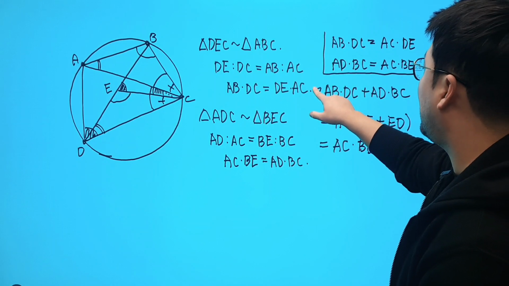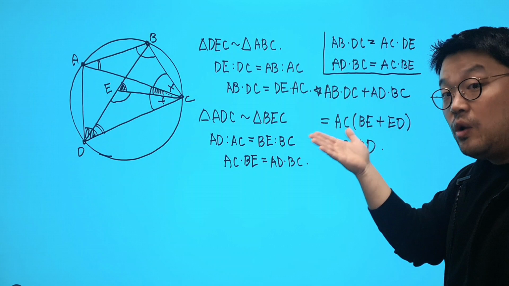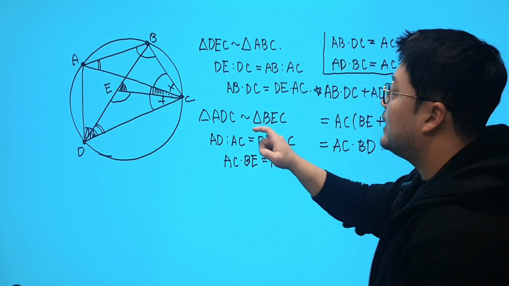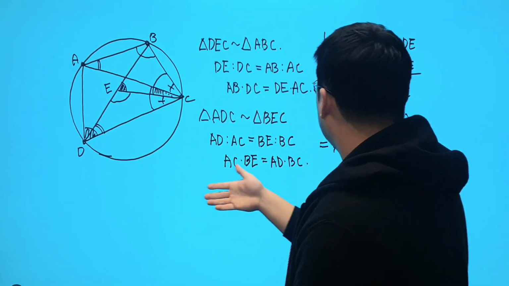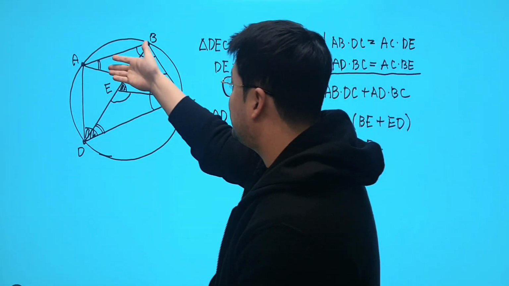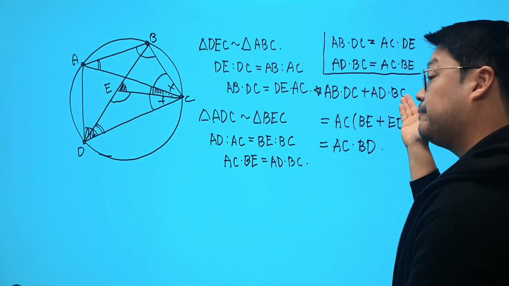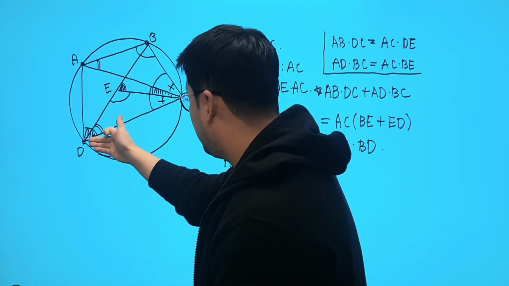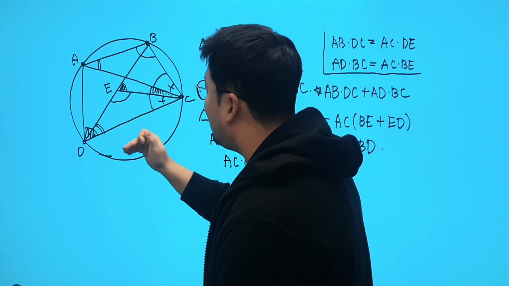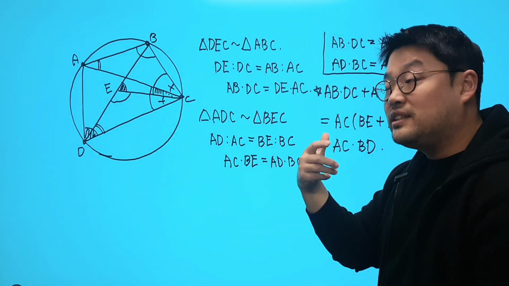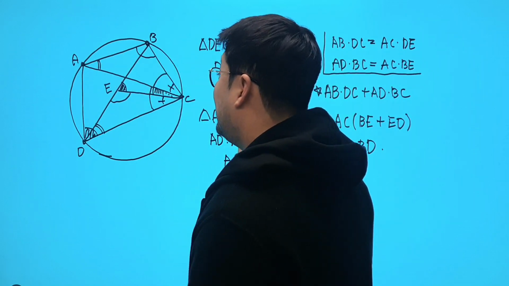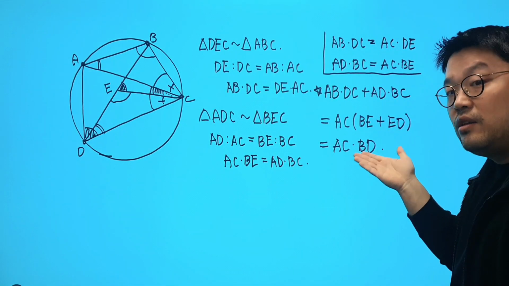All right, so here's how we have deduced Ptolemy's theorem, or Ptolemy's formula. AB times CD plus AD times BC equals AC times BD. So the product of the diagonals actually equals the sum of the products of the opposite sides. And this is how we prove Ptolemy's theorem.